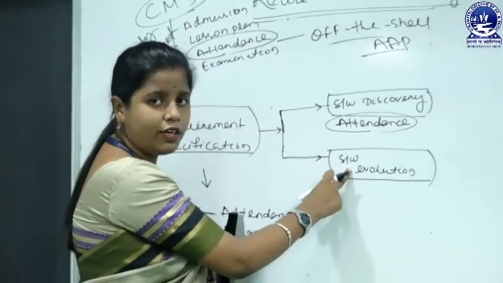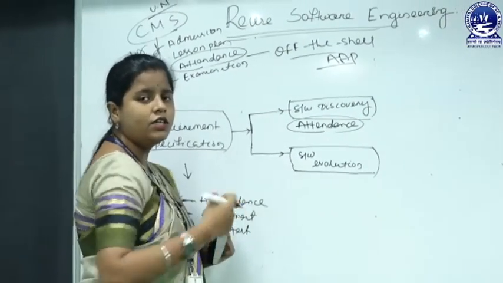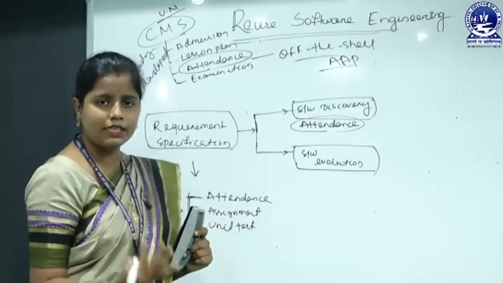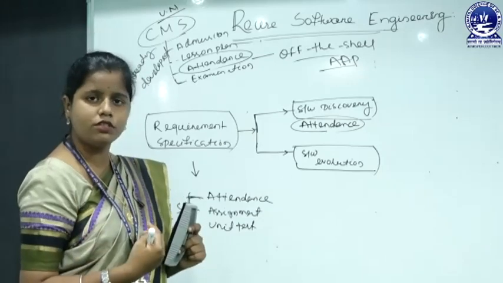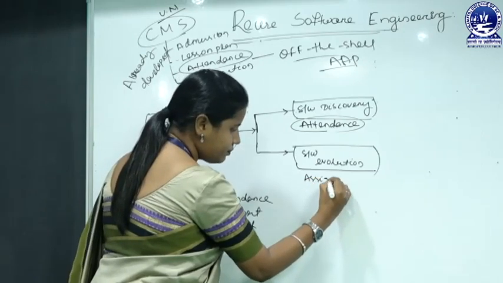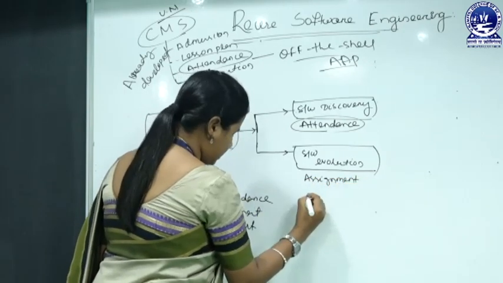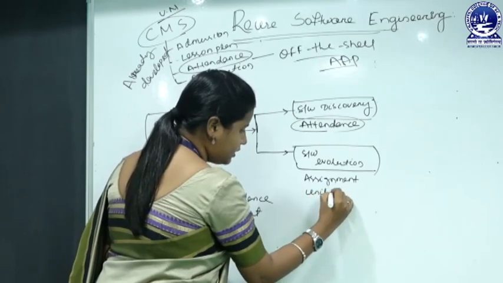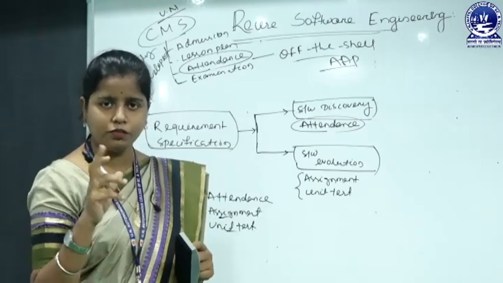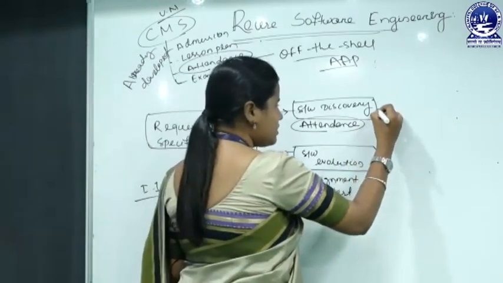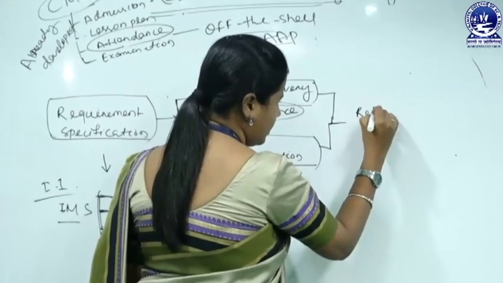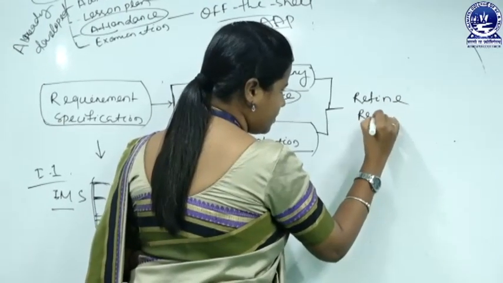Then what is the software evolution? We have to find what subsystems are required from the customer side, and we have to design or newly develop those subsystems. These are the assignment and the unit test. So, here we find that the assignment and the unit test functionalities are ones we want to develop for the first time. So, from this what will we get? We will get a refined requirement.